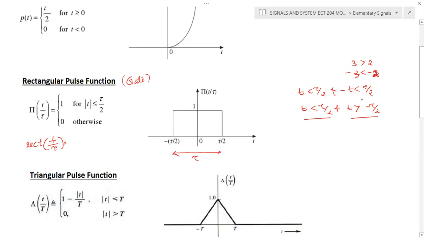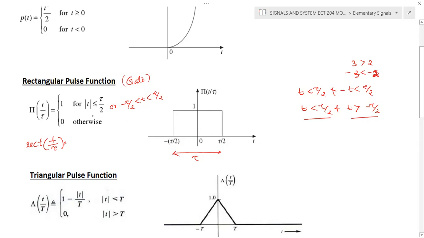Otherwise, you need to write this particular condition, that is, the function is something like this: minus tau by 2 less than t less than tau by 2. Instead of writing this lengthy statement, you can simply write modulus of t. When there is a modulus, you need to consider two cases, positive and negative. Then only you can find the limit. So this is a rectangular function, and it's very important that the denominator part indicates the width of the function.